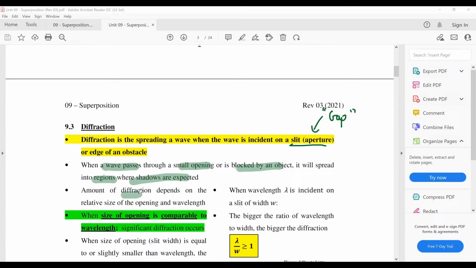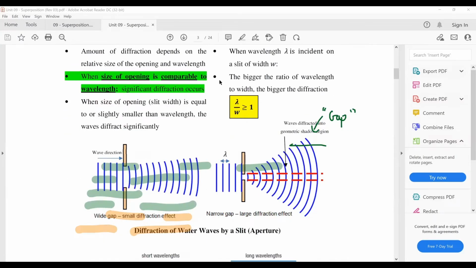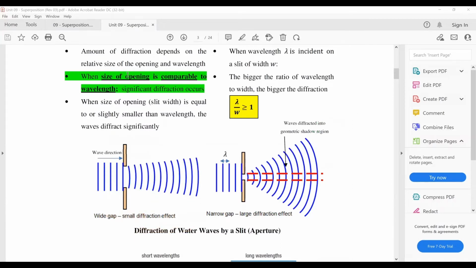So the amount of diffraction depends on the relative size of the opening and the wavelength. When the size of the opening is comparable to the wavelength, significant diffraction occurs. So what do we actually mean by that? You will have to see the diagram below. Say, for example, you look at the first set of the diagram. You have waves that are indicated by these blue colored lines here. These are your waves.